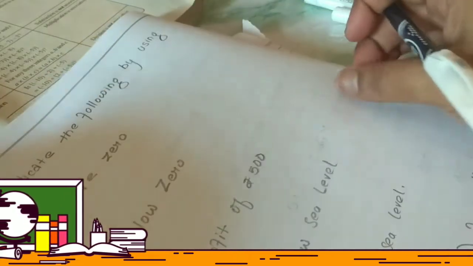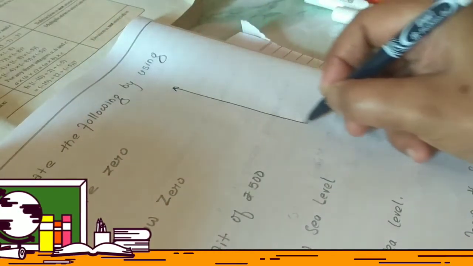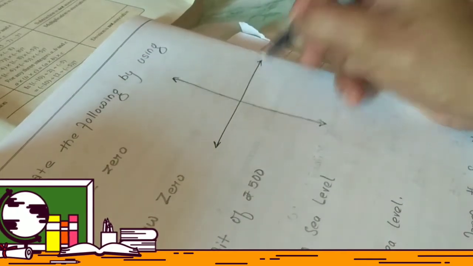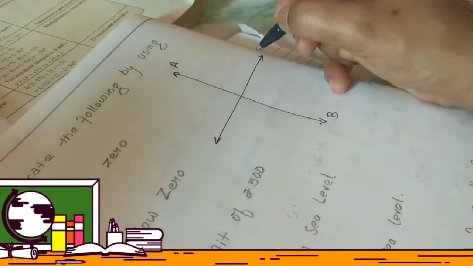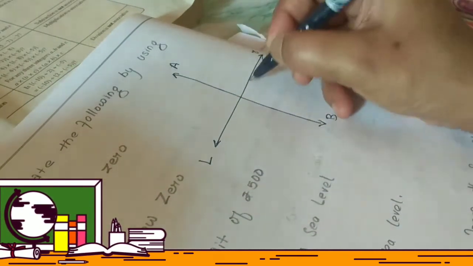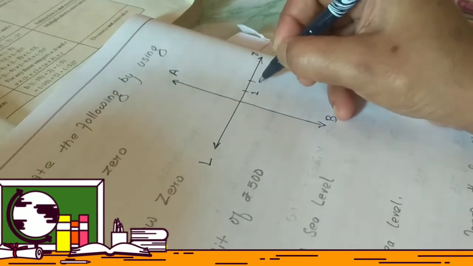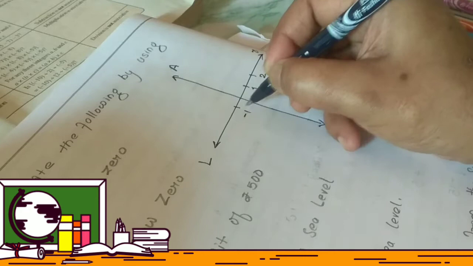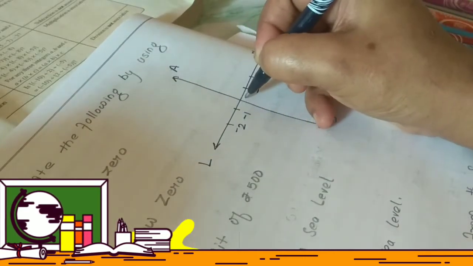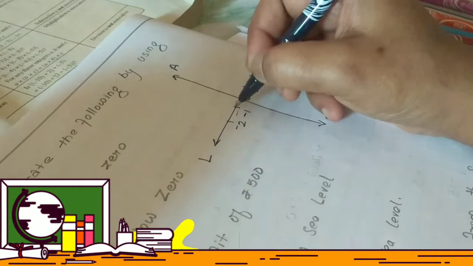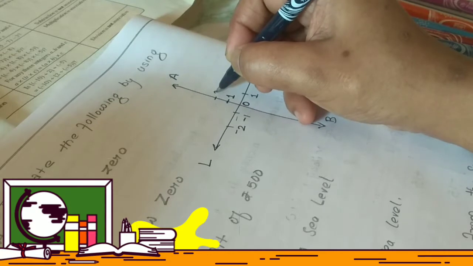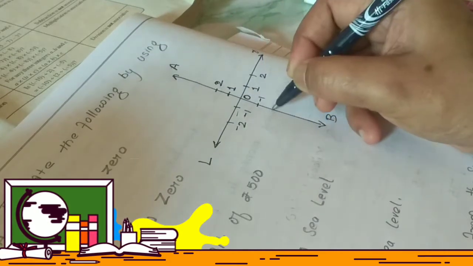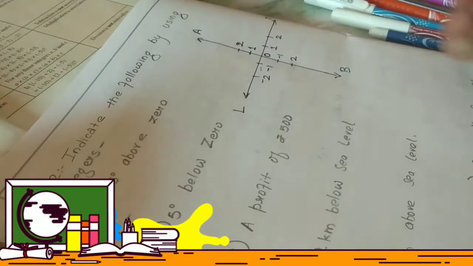Before starting this, let me explain: if our number line is like this, there is above and below, and there is the right side and the left side. The right side is positive numbers, and the left side has negative numbers. Where both directions meet is the origin. Above it is positive, and below it is negative. Now we will start.